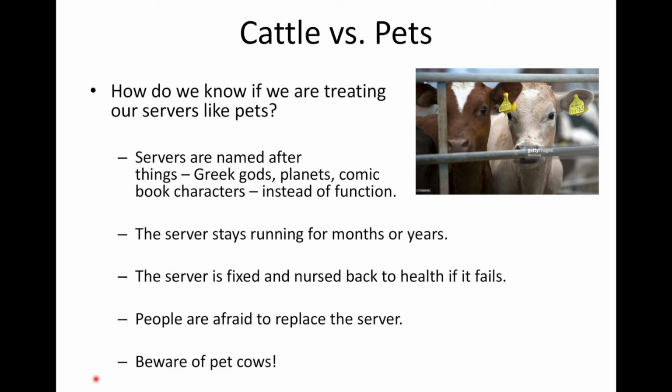Well, there's a couple ways I can easily tell if an organization has pets. I look at the way that an organization names their resources, particularly their servers. You'll go into some organizations and they give their servers fancy names. They name them after Greek gods or planets in the solar system, comic book characters, and so on. I have seen all of these different server naming patterns. So instead of giving it a generic name based on some function like web 1, web 2, web 3, etc., if your organization is actually giving servers sort of real names, then that's an indication that your organization has pets.